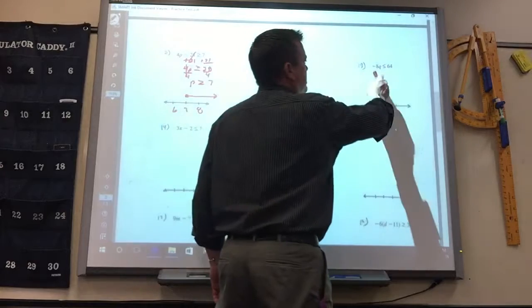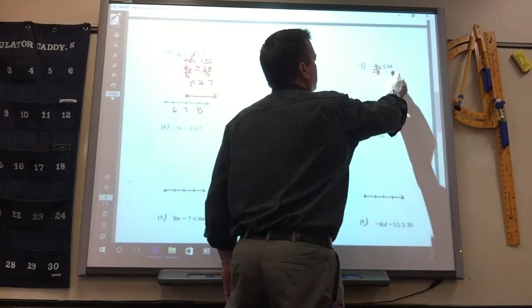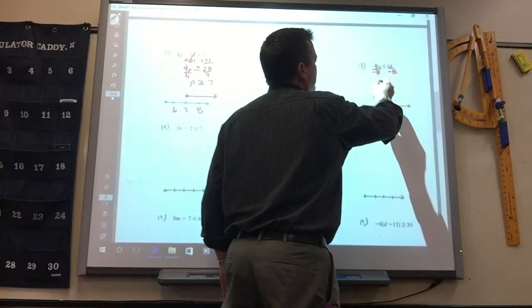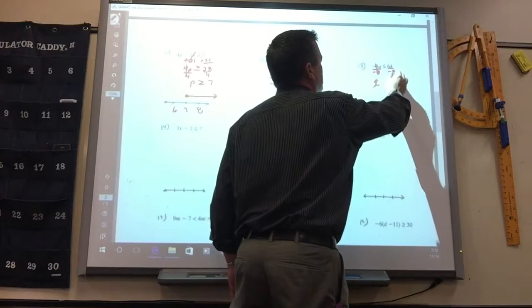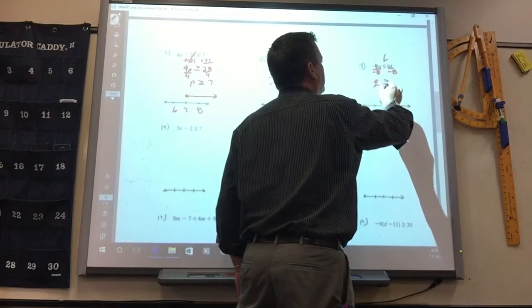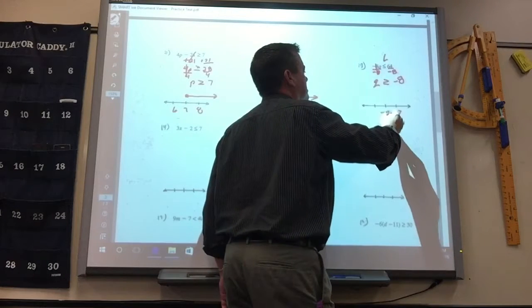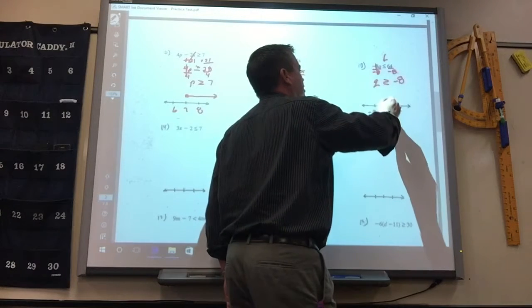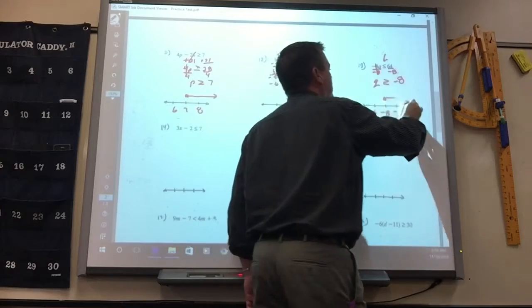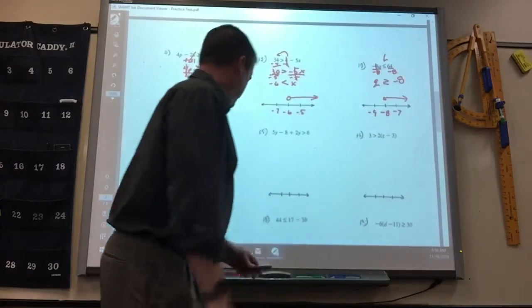This one is just a one step. I gotta divide by -8. There's just a few of these in there to see if you remember that rule. Since I divide by -8, switch the direction of the sign. So that would be filled in. Q is greater than -8, so it goes to the right.